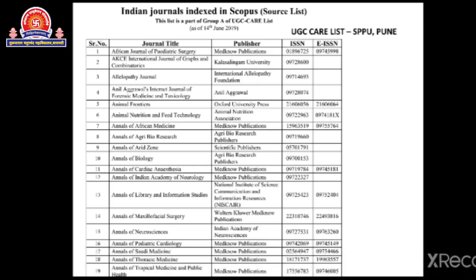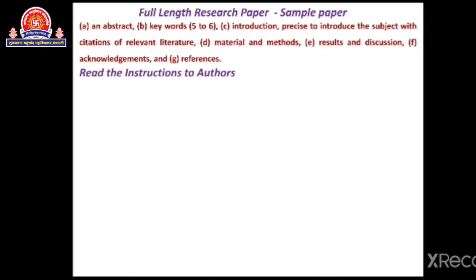This list I have obtained from UGC CARE. That is a link that you can get from the SPPU website. You just have to type UGC CARE list, then sign up, then log in, and then you can obtain this list prepared by SPPU for the UGC CARE list. You can see the list of journals and publishers along with their ISSN and ISBN numbers.